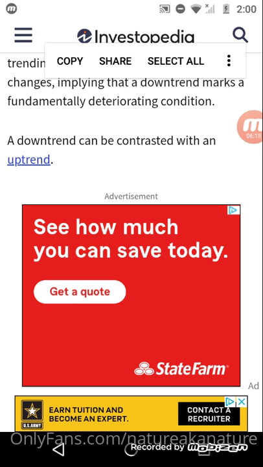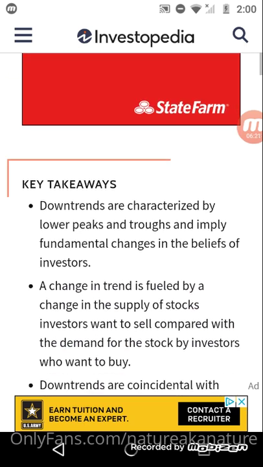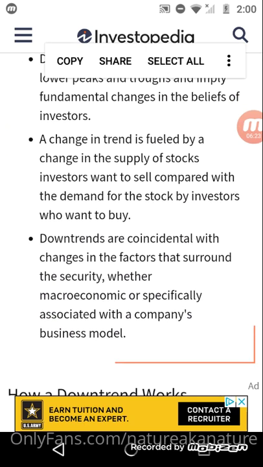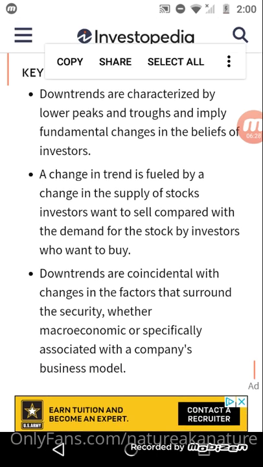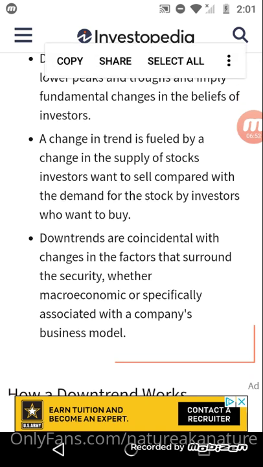So, key takeaways for downtrends. Downtrends are characterized by lower peaks and lower troughs, implying a fundamental change in the belief of investors. Another word for a trough is a lower low. The change in trend is viewed through changes in the supply of stocks or forex from investors who want to sell, compared with the demand from investors who want to buy.